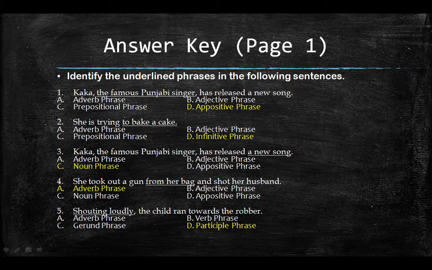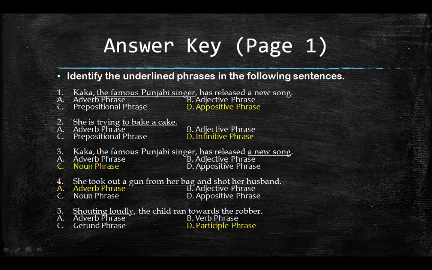Number 3, Kaka, the famous Punjabi singer, has released a new song. A, new are noun modifiers, and song is the noun. These 2 modifiers are modifying, so it's a combination of noun and its modifiers, and there is only one option possible over here, and that's noun phrase, because it's not placed in front of a noun to explain it. So it cannot be an appositive phrase. Remember that every noun phrase is not an appositive phrase. It must be placed in front of a noun to explain it. So only one option was possible, and that we have taken, that is noun phrase.